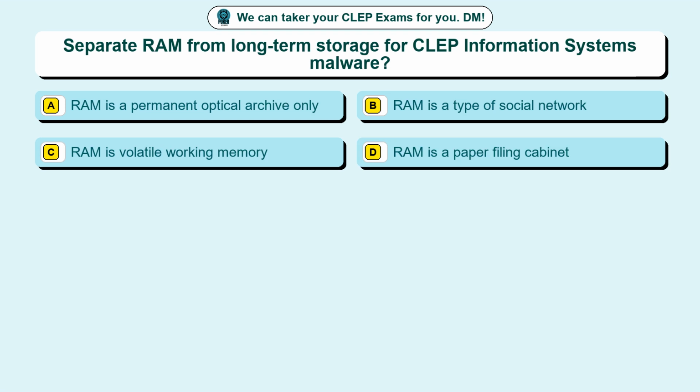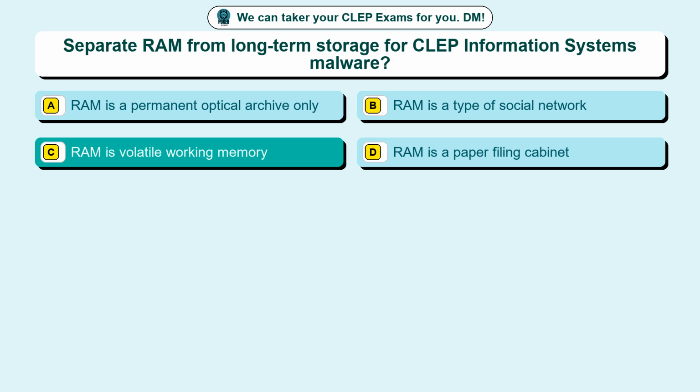Question 52. Separate RAM from long-term storage for CLEP Information Systems malware. Option A. RAM is a permanent optical archive only. Option B. RAM is a type of social network. Option C. RAM is volatile working memory. Option D. RAM is a paper filing cabinet.